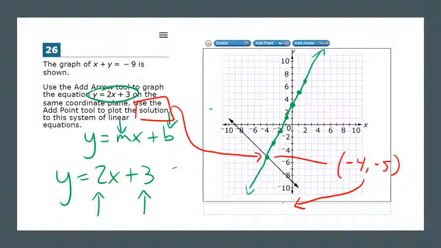So this is number 26, and we've only got a few more, boys and girls, before I can say that you're adequately prepared for everything that you could see on this test on Tuesday.